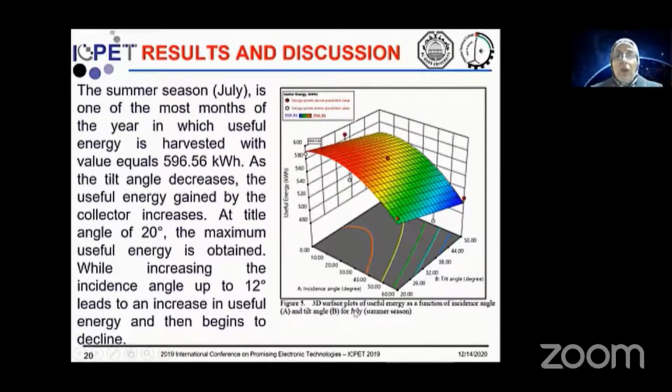In the summer season, which is July, we can see that also for a small incidence angle, which is less than 20, we can get the highest useful energy. Also for small tilt angles, which is around 20 or less than 26, we can get the maximum useful energies. The highest value, which is around 596.56 kilowatt hours, occurs at a tilt angle of 20 degrees and an incidence angle of 12 degrees. If we go further from these values, the useful energy declines.